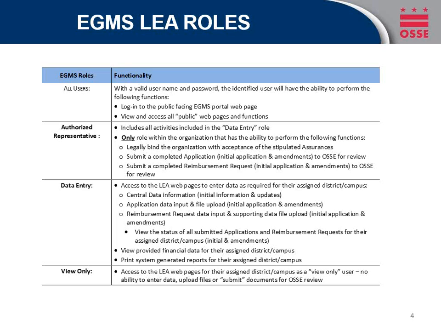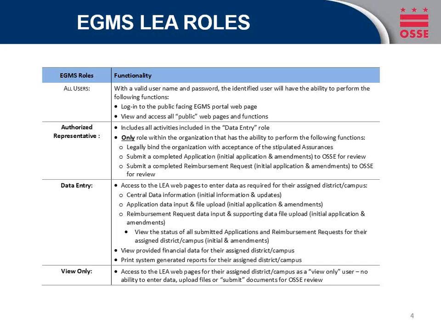So before we get started, let's just talk about general roles within the system. We have 3 primary roles for the LEA community. There's an authorized representative role. The authorized representative is someone who is allowed to commit or bind the organization fiscally and financially. That is the only role that will actually be able to submit an application, agree to assurances, or submit a reimbursement request.